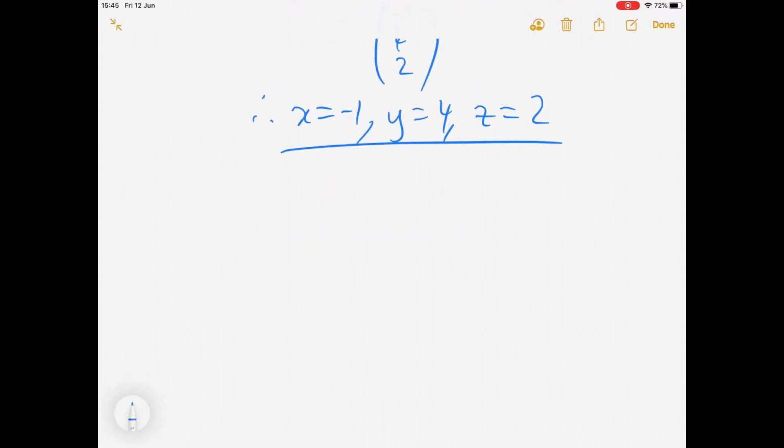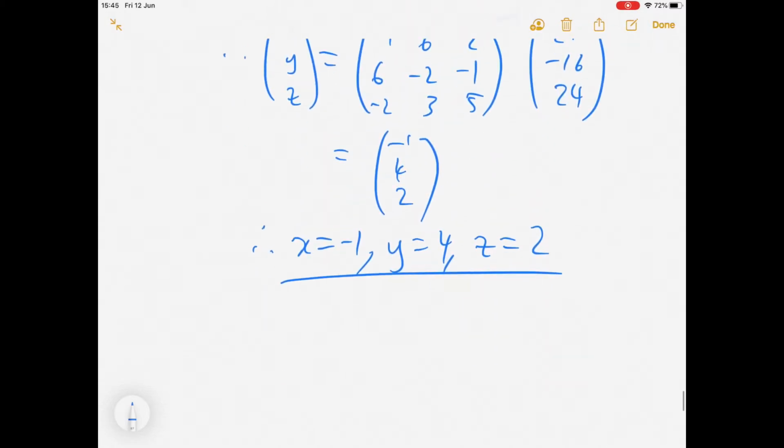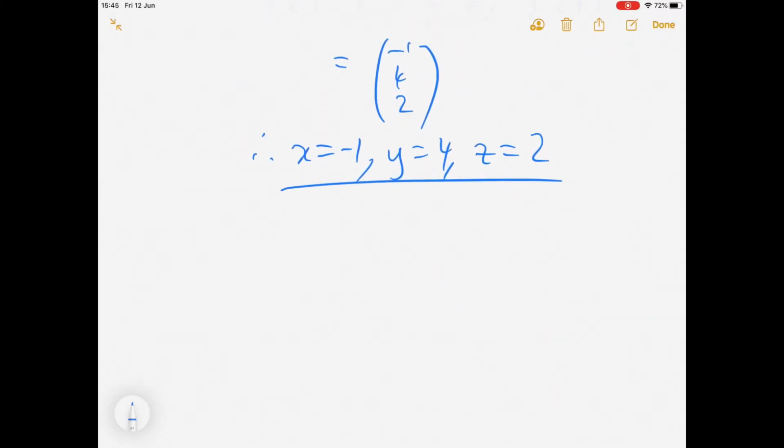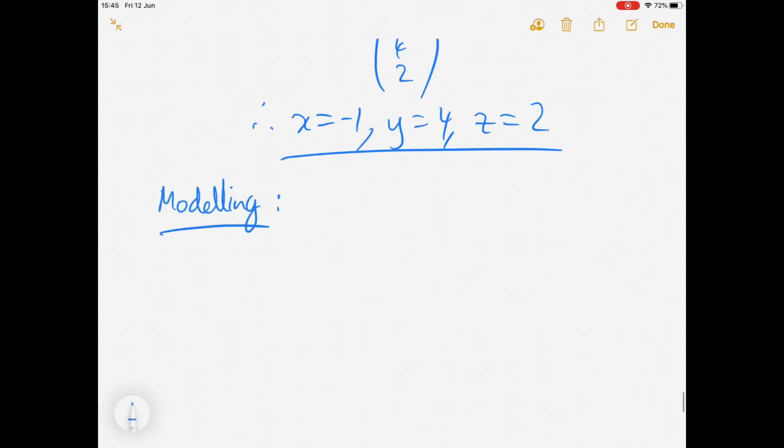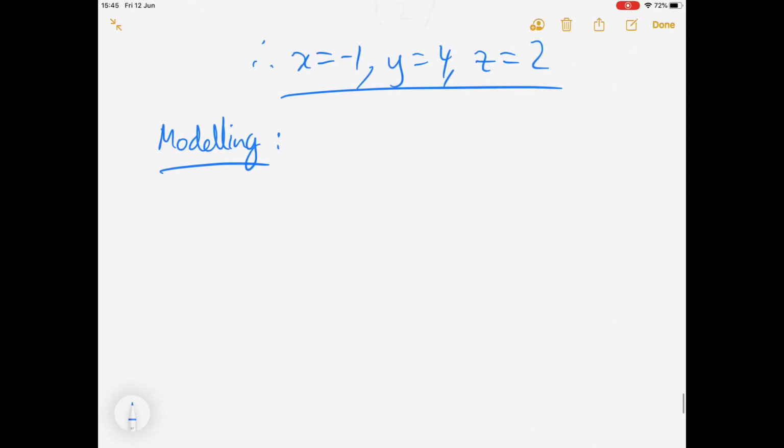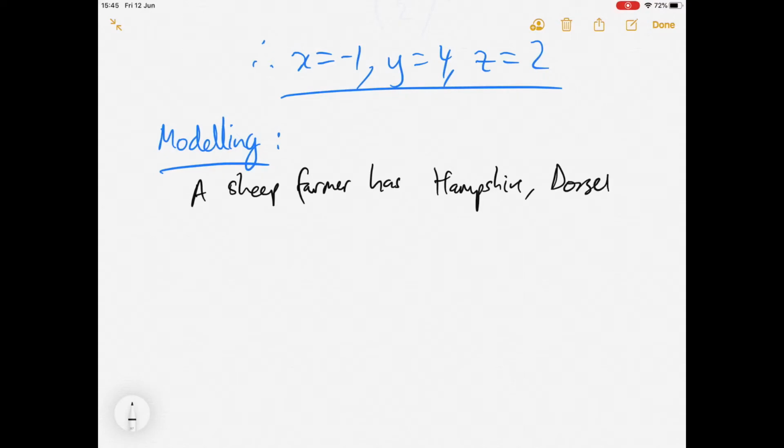Okay, we're now going to look at an example that involves modeling, because there have been some very difficult modeling questions about systems of linear equations. So let's consider this example. A sheep farmer has Hampshire, Dorset Horn, and Wiltshire Horn sheep. So three types of sheep.